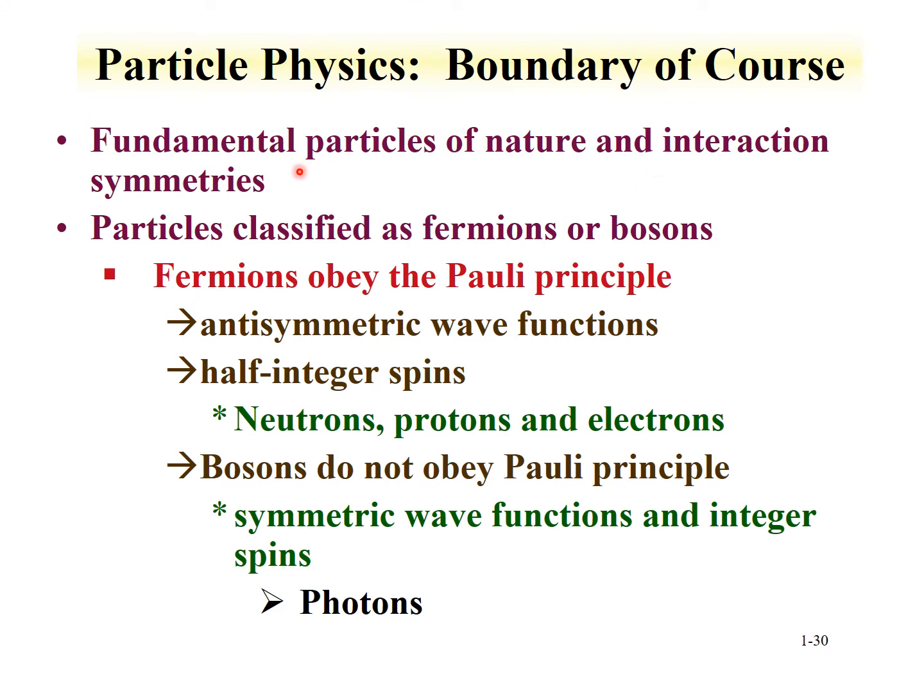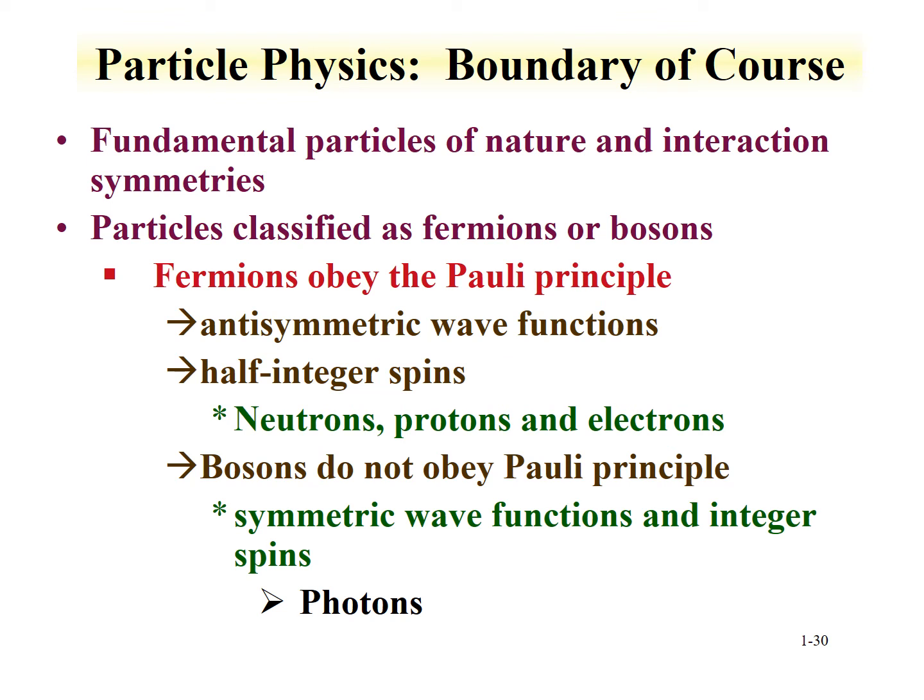So with these fundamental particles in nature, there are interactions, symmetries, and properties of particles that are consistent, that are used within nuclear physics and derived from some of the early work and continue to be utilized today. So particles can be classified as fermions or bosons. So fermions obey the Pauli principle. They're antisymmetric wave functions. They're half-integer spins. Particles that are fermions include neutrons, protons, electrons, all half-integer.